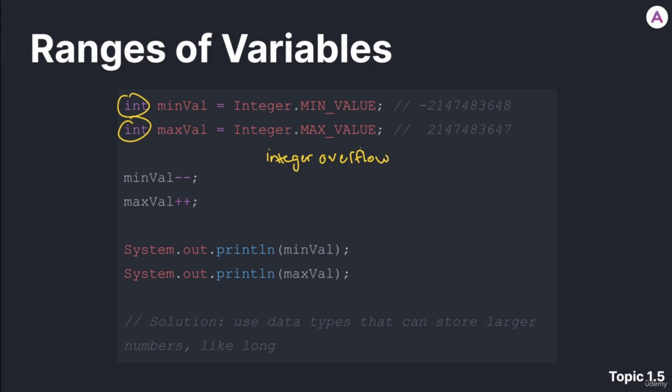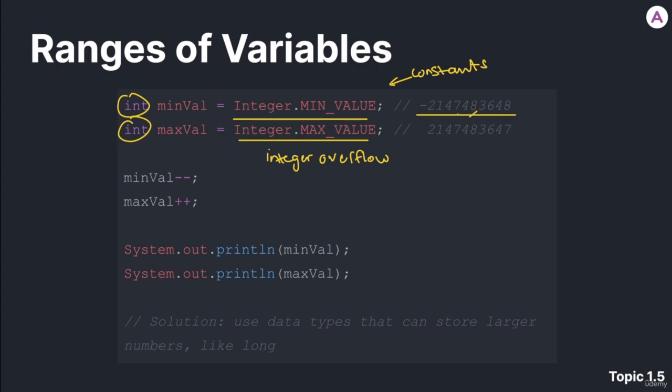Right here, this is a value that Java provides us, these two values. And these are basically the limits as to what an integer can hold. So Integer.MIN_VALUE and Integer.MAX_VALUE. These are basically constants, right? They're constants and they hold these two values.